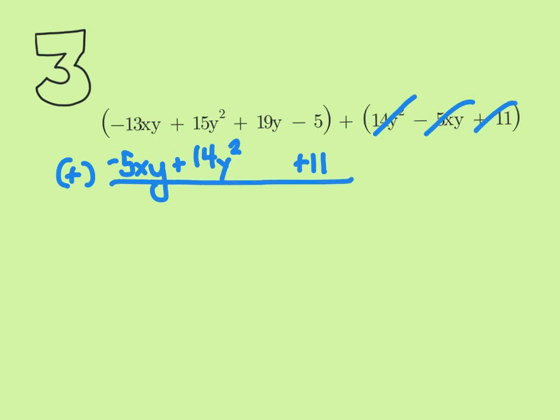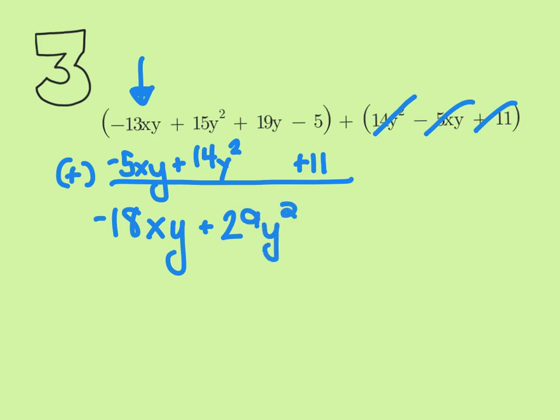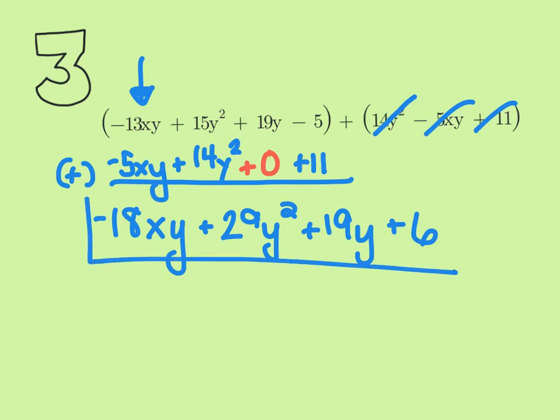Just like with an addition problem, I'm going to put a bar under here. Now I'm just going to stack these, and I'm going to add straight down. So negative 13 plus negative 5 is negative 18xy. 15y squared plus 14y squared would be plus 29y squared. I'm going to bring down the plus 19y because there's nothing like with it underneath. If that throws you off, you could put a plus 0 right there. And then a negative 5 plus 11 is positive 6. Now, no like terms are remaining, so this is simplified.